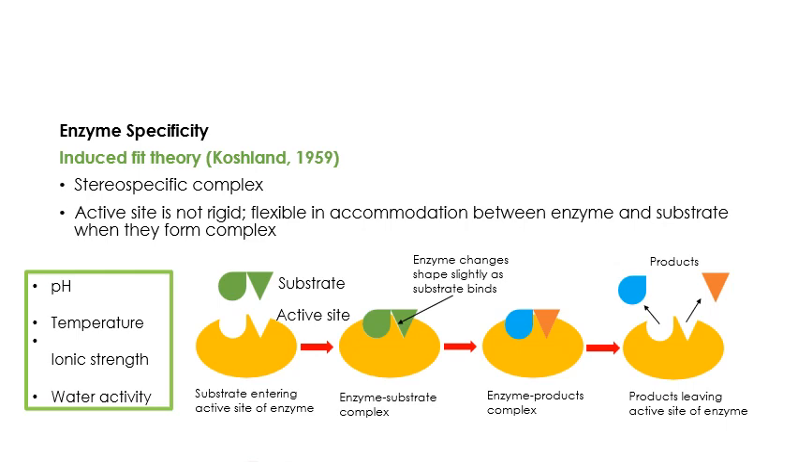So if you look at this figure down here, it's just a summary of how this induced fit theory of enzyme works. So first you have substrate that enters the active site of enzyme, to form this enzyme substrate complex. So here, for the induced fit theory, the enzyme will change its shape slightly to allow the binding of the substrate. So now this hydrolysis will occur, so enzyme will become enzyme products complex, and the products will leave the active site of the enzyme.